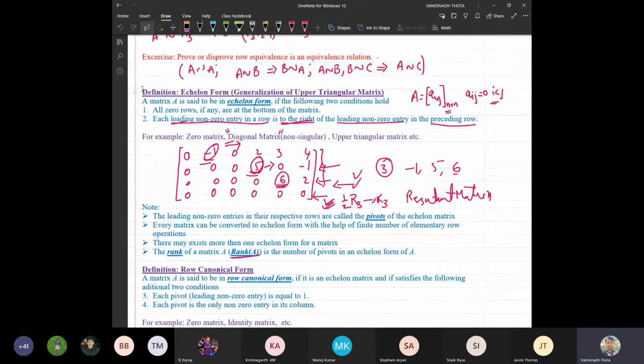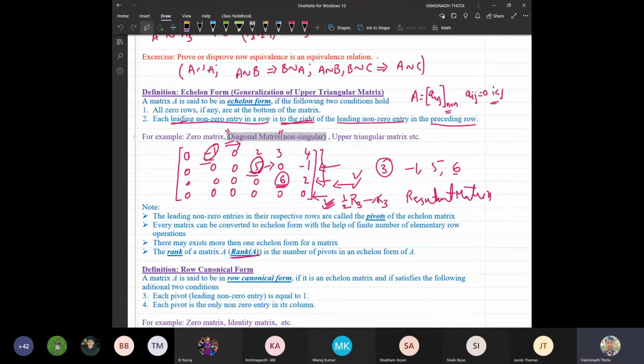Here there is one correction I have made. Yesterday I said most of the diagonal matrices will be in the echelon form. But to be exact, all the diagonal matrices which are non-singular. Non-singular means none of the diagonal entries is 0, all the diagonal entries are non-zero. Those matrices will be in the echelon form. And of course, all the upper triangular matrices will also be in the echelon form.